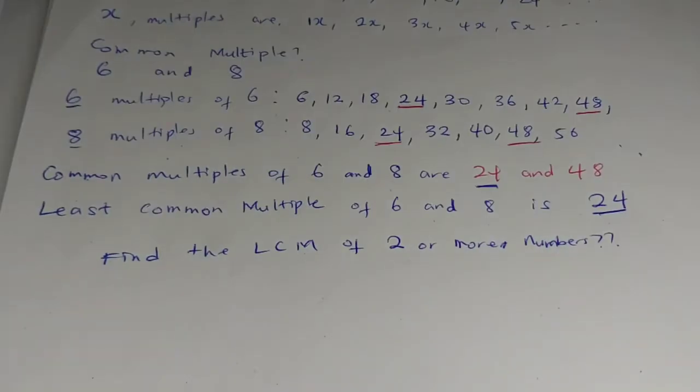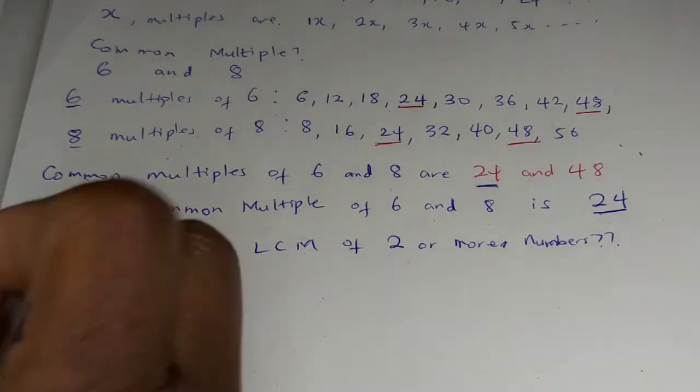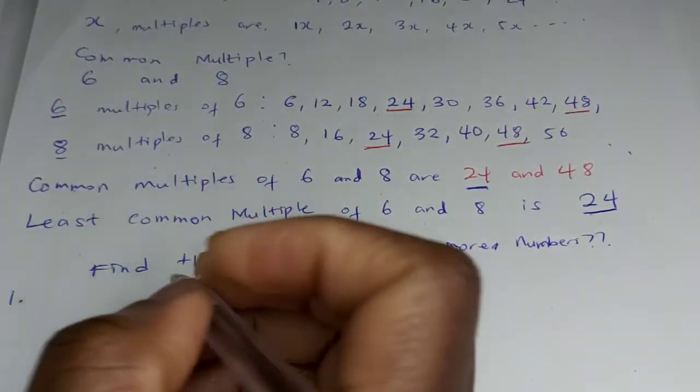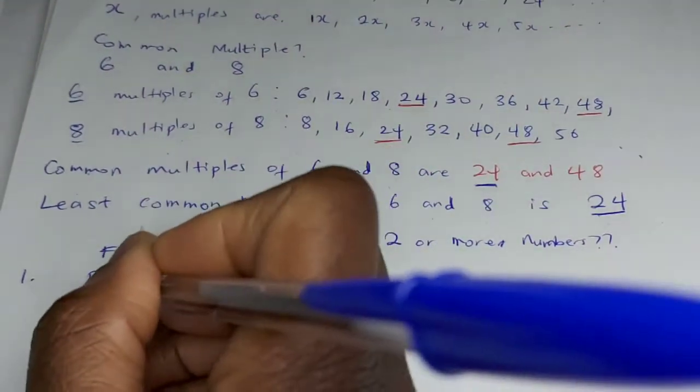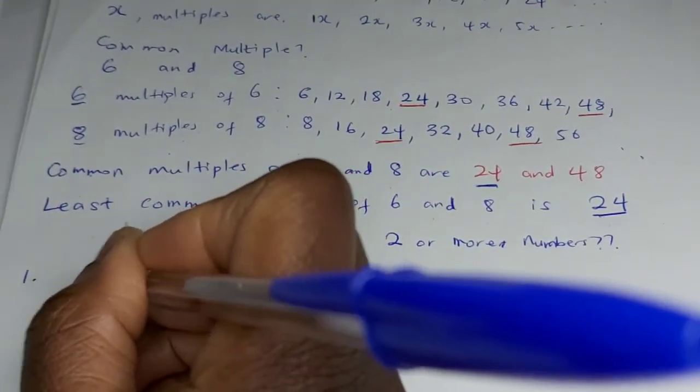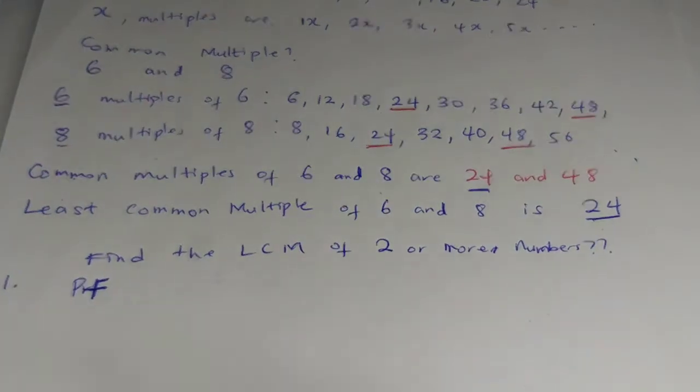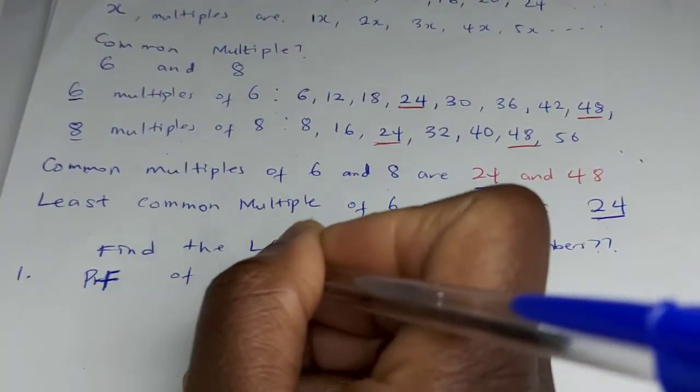Okay, so first of all, when you are given 2 or more numbers and asked to find the LCM, the first step is to find the prime factorization, PF, of each number.